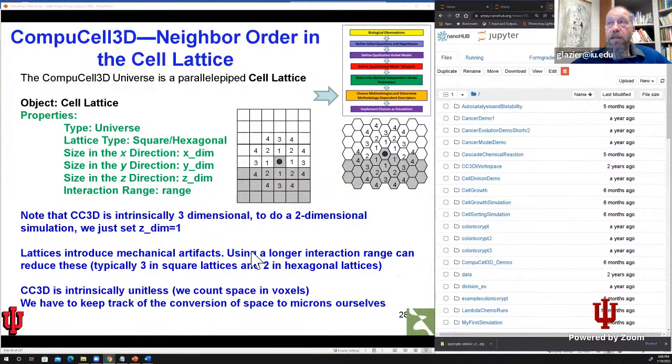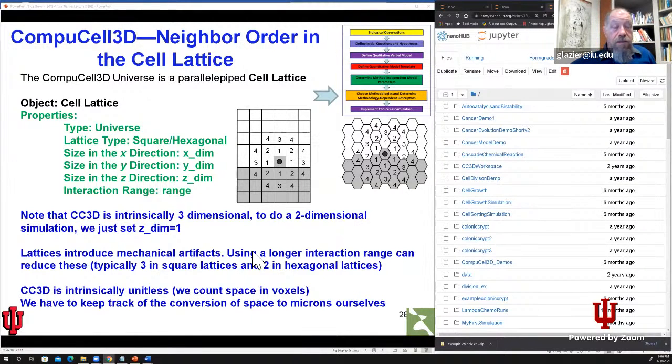We're going to be on a lattice, and so our typical spatial volume will be a rectangular parallelepiped, either a rectangle or something that looks like a brick, and we'll have to specify how much space we have in the x direction, the y direction, and the z direction.